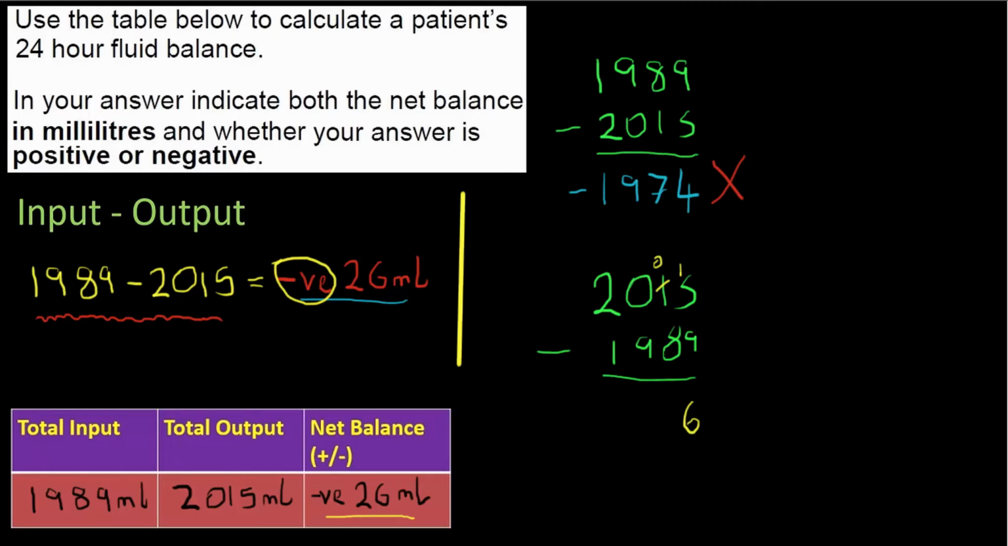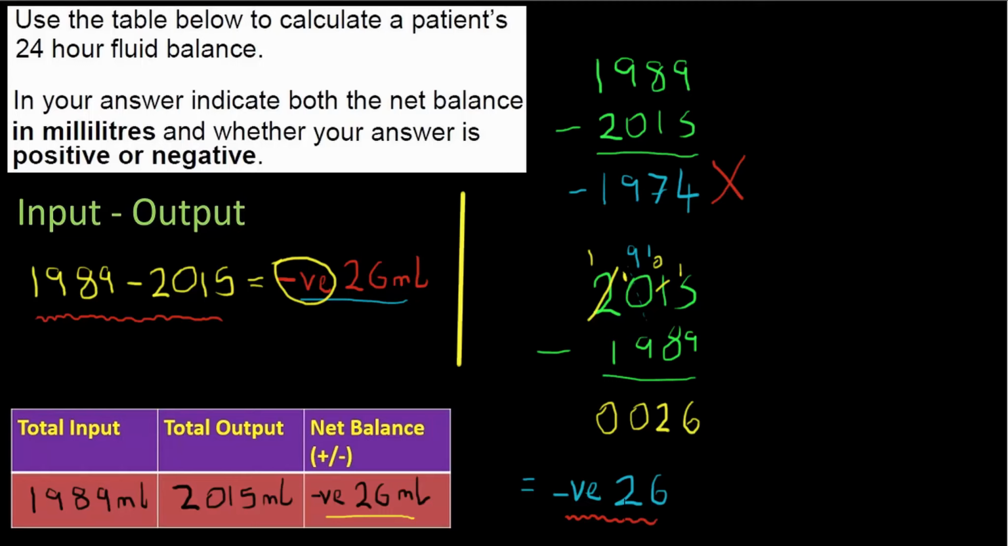0 take away 8 doesn't go. Go next door to borrow, but I can't, so I will borrow from the 2. 2 becomes 1, and the 0 momentarily becomes 10, but then when I borrow from that 10, it becomes 9, and hopefully you can see through my handwriting, I'm left with a 10. 10 take away 8 is 2, 9 take 9 is 0, 1 take 1 is 0, and when I tidy up, my answer is indeed 26. But importantly, I had already decided on this negative sign, so the negative must go in as well.